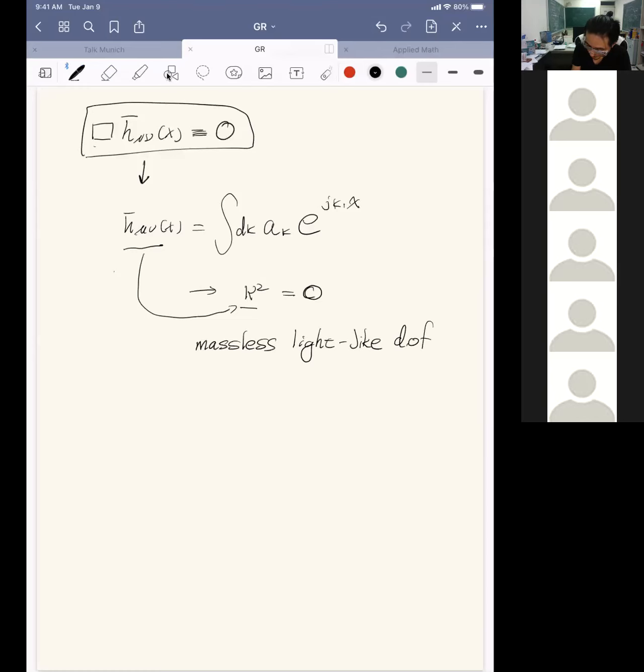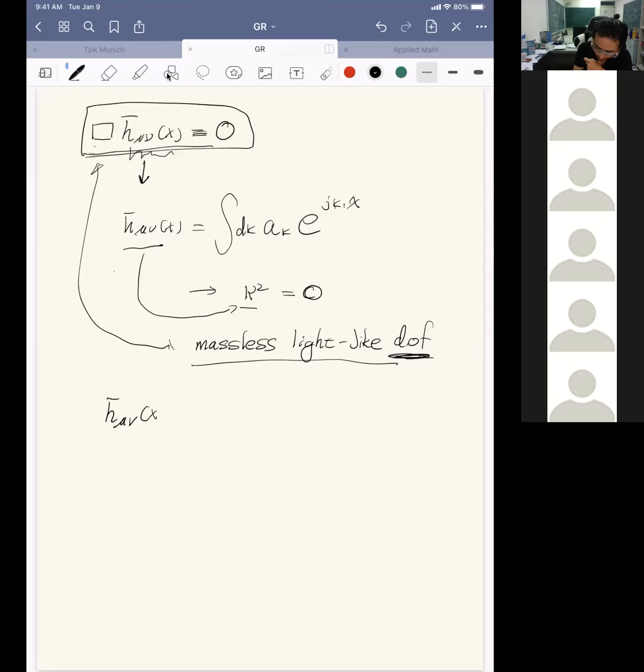Just from the linearized Einstein equation alone, you already know that these fluctuation degrees of freedom are essentially massless. So dynamically these fluctuations will travel at the speed of light, because these are just massless fields. Any questions?